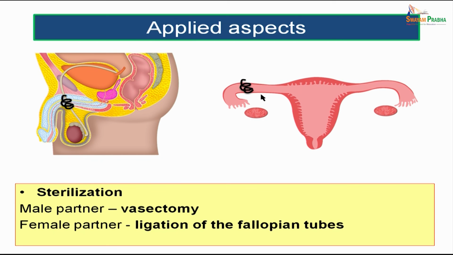What happens if you put a ligature in the uterine tubes? The oocytes won't be able to travel and reach the ampulla, and if it is not reaching the ampulla, even if you get the sperm in the ampulla, fertilization won't happen. So, these are the permanent or surgical methods used for sterilization. In males you call it vasectomy, and in females you go for a ligation of the uterine tubes. So, that is all about fertilization in a nutshell.